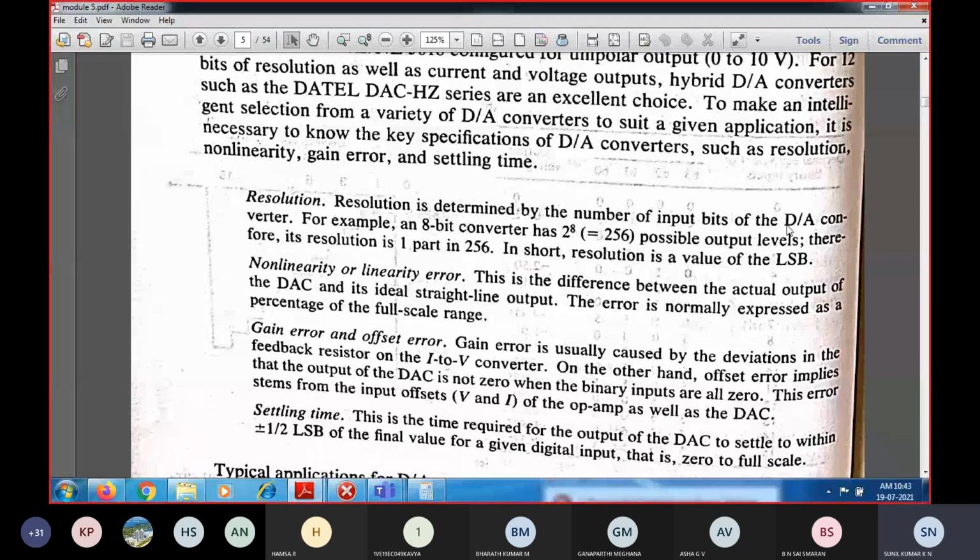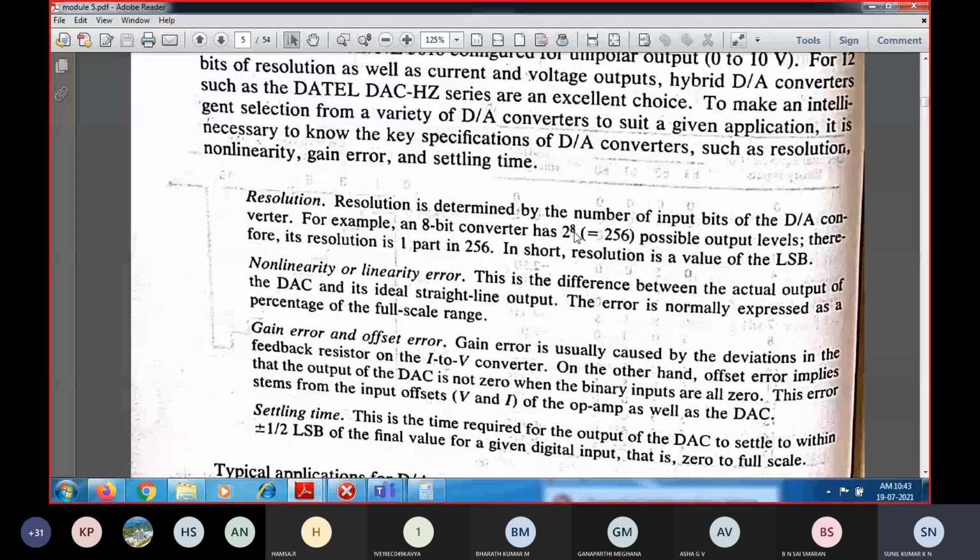So how many number of bits it has corresponds to one part in the number of combinations. Suppose it is an 8-bit converter, so an 8-bit digital to analog converter means you will be having 2 power 8 configurations. In the previous case, a 4-bit DAC was there, so 2 power 4 will be the number of input combinations. 2 power 4 means 16 input configurations were there. In that, what is the minimum output level? That is the resolution.